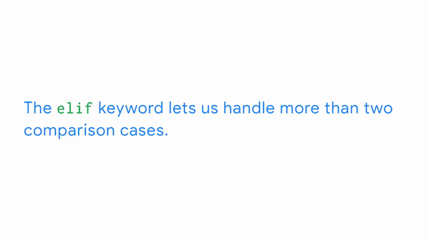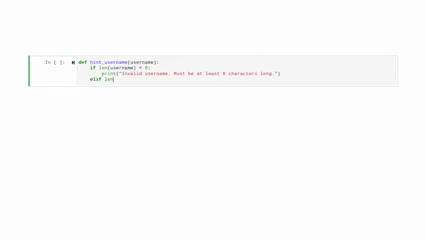To avoid unnecessary nesting and to make the code clearer, Python's elif keyword lets us handle more than 2 comparison cases. In fact, the elif keyword allows us to handle an unlimited number of comparison cases. The elif statement is similar to the if statement. The abbreviation for else if prevents a lot of nested if and else statements. If all the above conditions are false, then the final else statement executes. Now, let's run our function on a really long username.